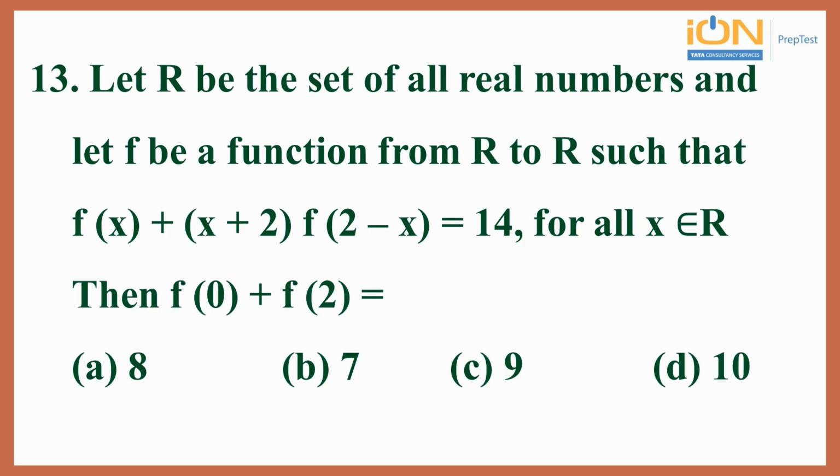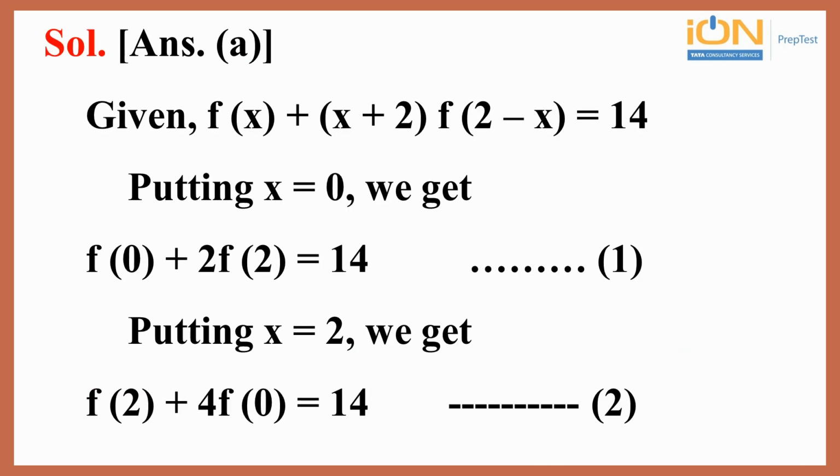Let's move to the next question, question number 13. Let R be the set of all real numbers and f be a function from R to R such that it satisfies the functional equation f of x plus 2 into f of 2 minus x is equal to 14 for all real numbers x. Then f of 0 plus f of 2 is equal to: first option 8, second option 7, third option 9, and fourth option 10. We are given that f of x plus 2 into f of 2 minus x is equal to 14. That is true for every x.